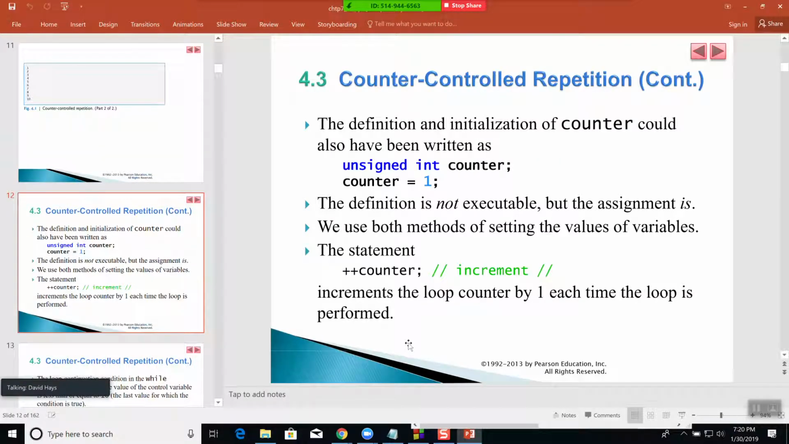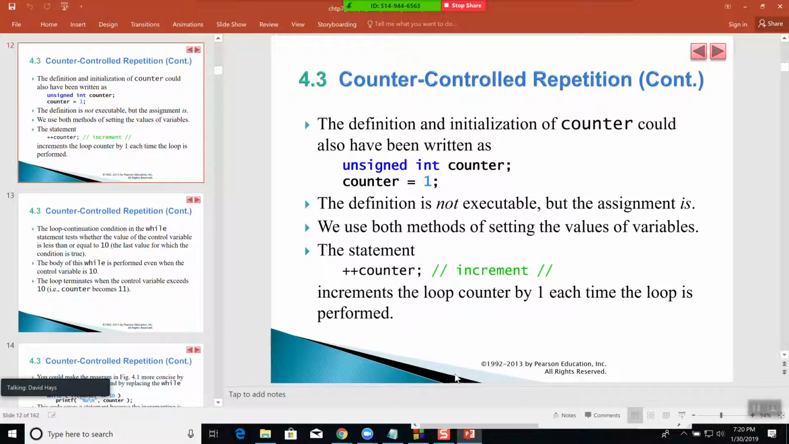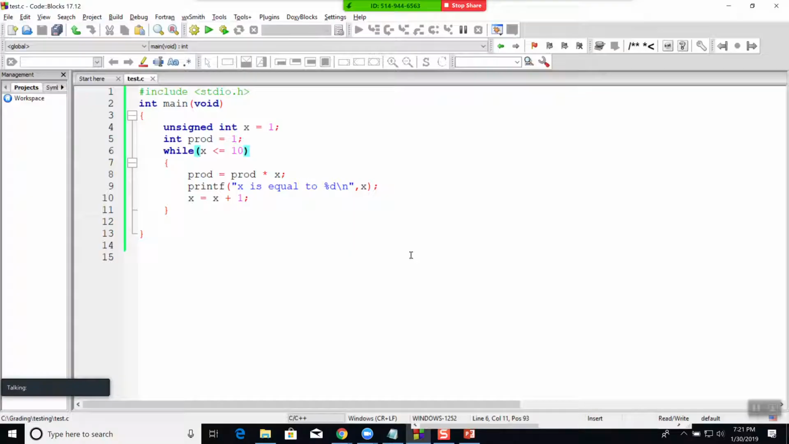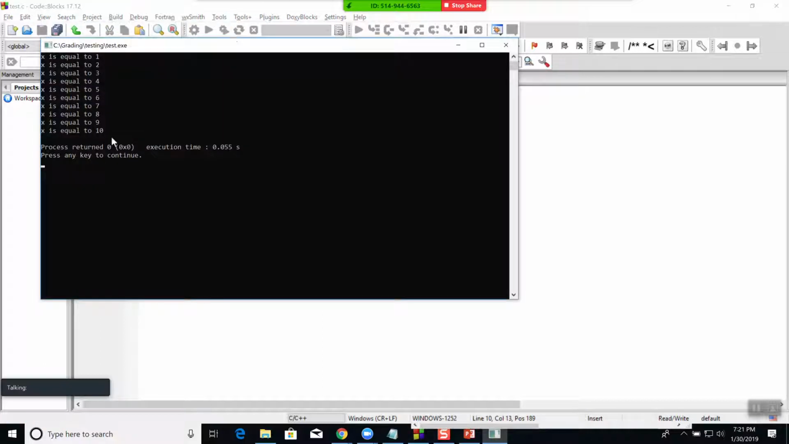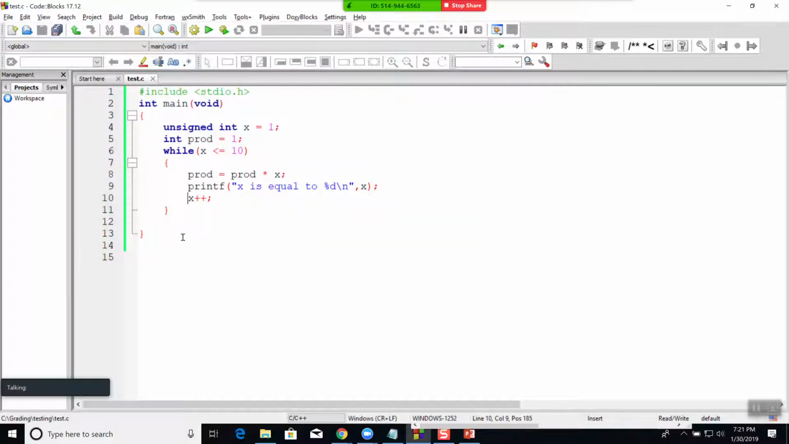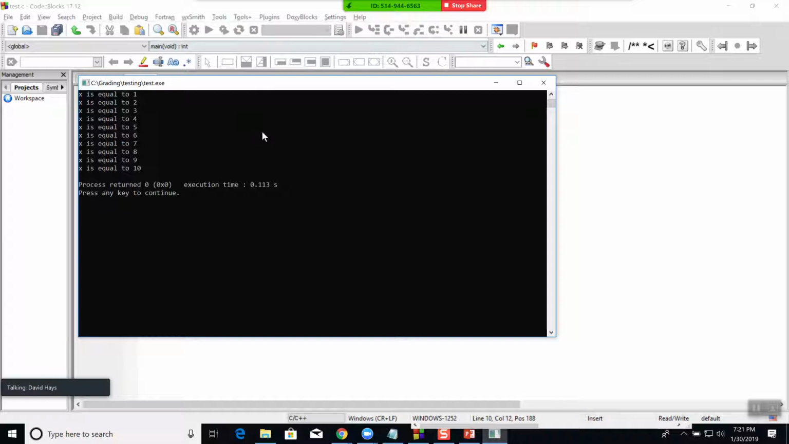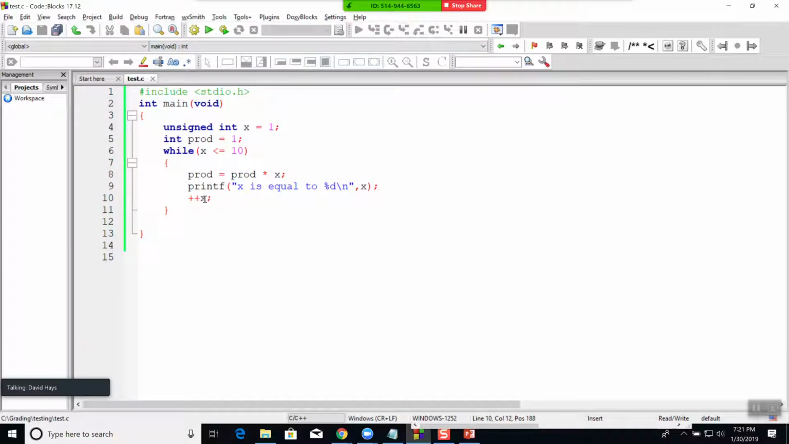Okay, that shows that. Got our counter. Here's a plus plus. Let's see what in the world that says. Increments the loop counter by 1 each time the loop is performed. I think you get the same result if we put a plus plus after it. For example, here, instead of doing the x equals x plus 1, let's do x plus plus. 1 through 10. Let's put a plus plus here. I don't even know if you can put it in both places. 1 through 10. So whether it's in front or behind doesn't matter if it's the only thing on the line.